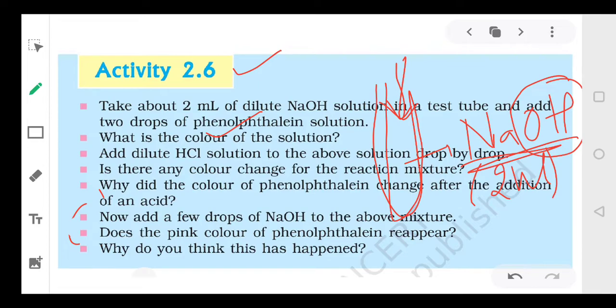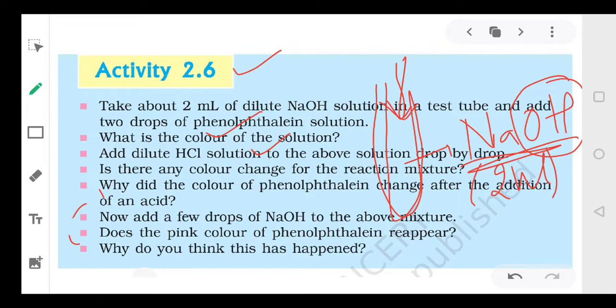Now add HCl to it. अब हम क्या कर रहे हैं कि उसके अंदर HCl ऐड कर रहे हैं. ठीक है. पहले कौन सा था? NaOH. NaOH is a base. अब हम उसके अंदर एसिड ऐड कर रहे हैं. ठीक है. एसिड ऐड करेंगे तो क्या होगा? कलर लाइट होता चला जाएगा.